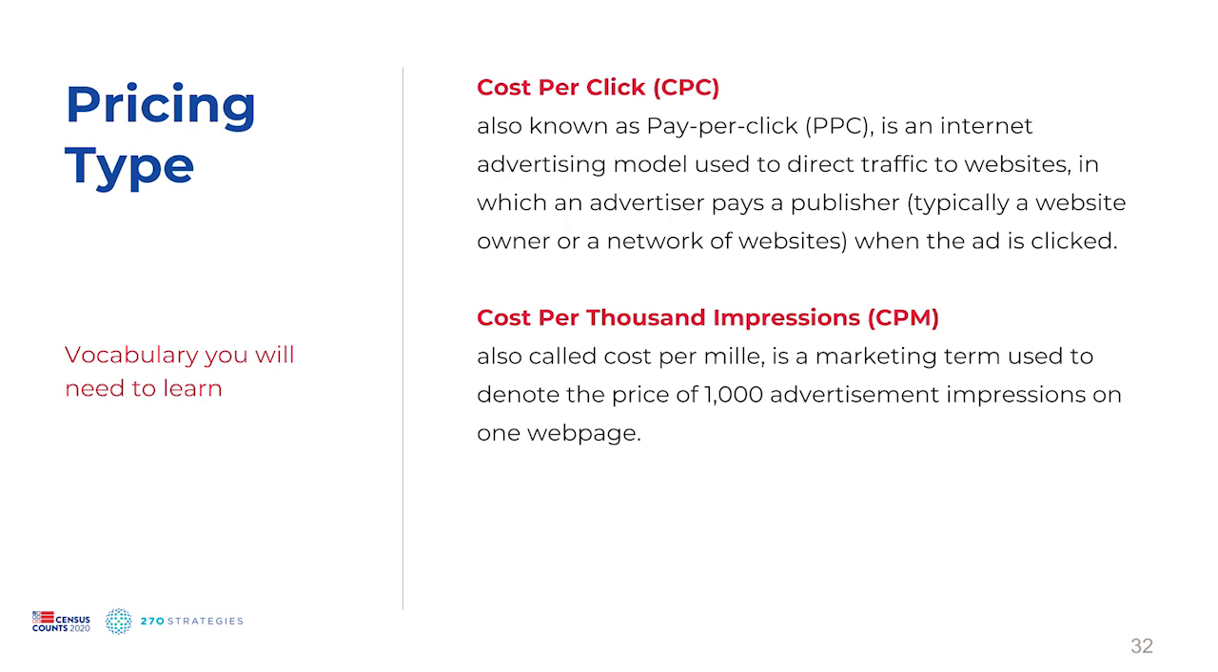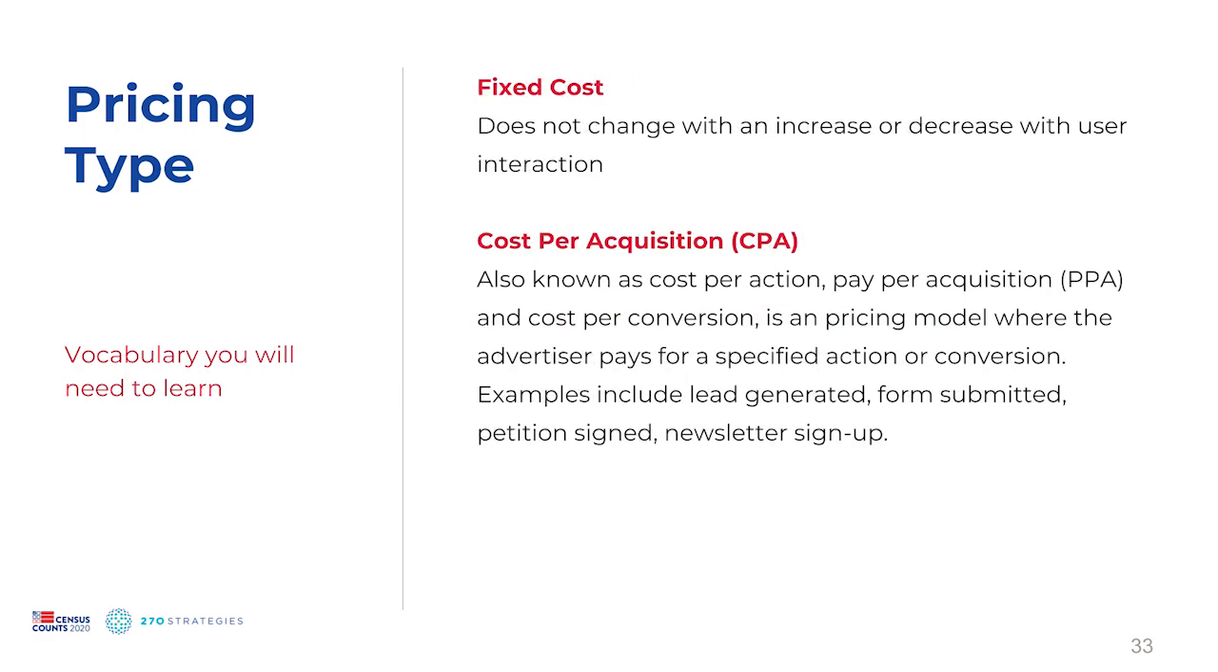Another common pricing term you'll see is CPM. That stands for cost per 1,000 impressions. This term denotes the price of 1,000 advertising impressions on one web page. Additionally, there's fixed cost, which is pricing that is essentially just set at one rate. It doesn't increase or decrease with user interaction.